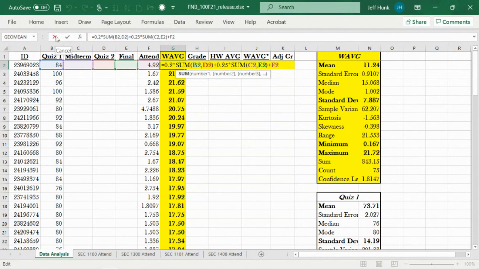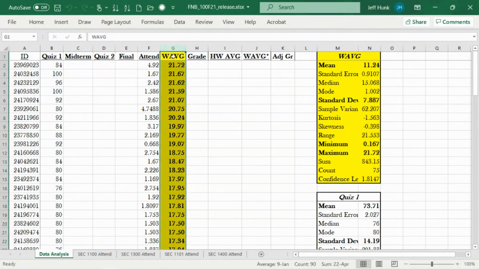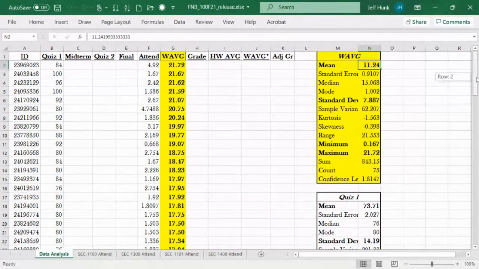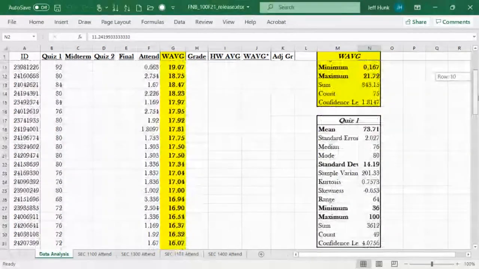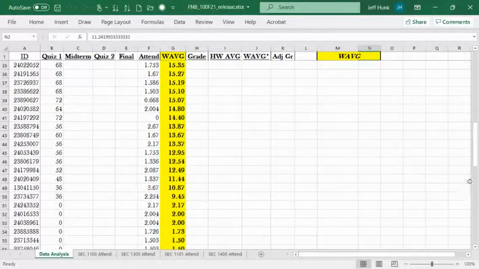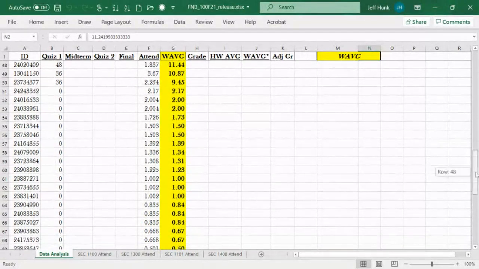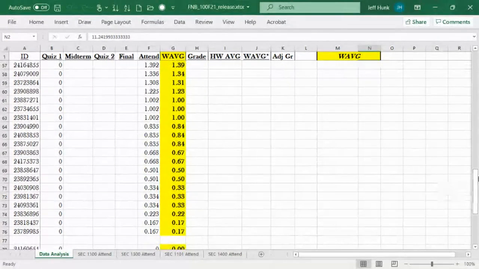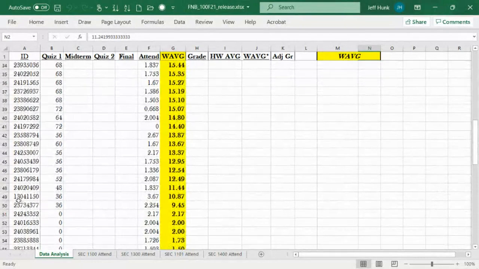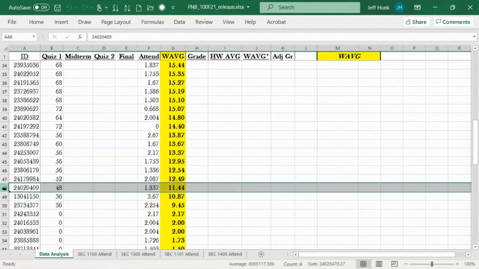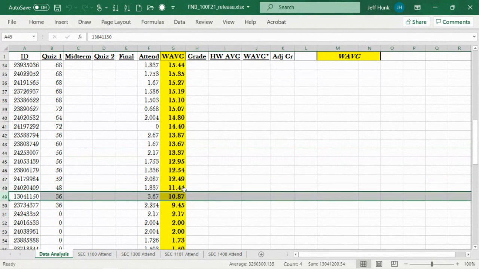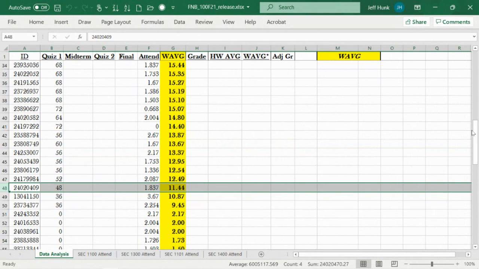So basically, by weighted average in descending order, the highest maximum was 21.72. The mean of all of the weighted average was 11.24. The minimum was 0 points. So this includes people that didn't take quiz one but have participation and attendance, right? Because of that, the mean is between this and this. The mean is 11.27. So this is about the mean of the weighted average.